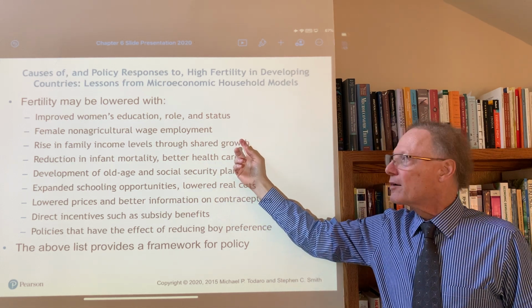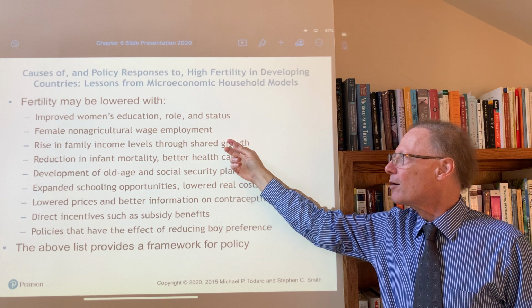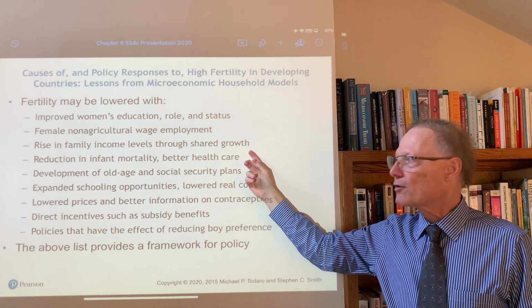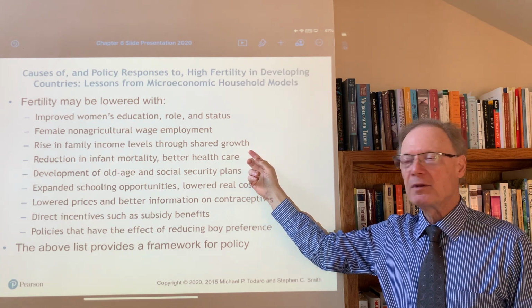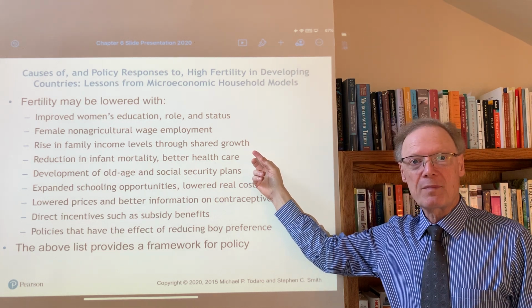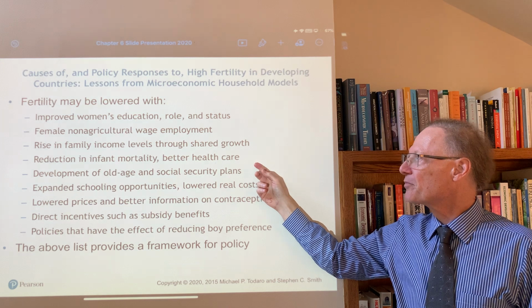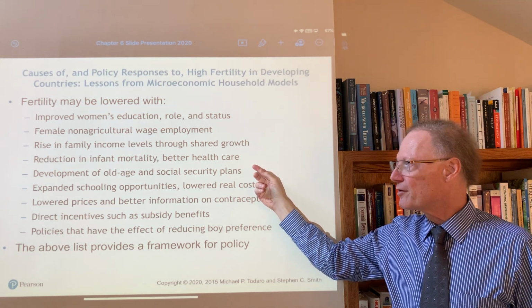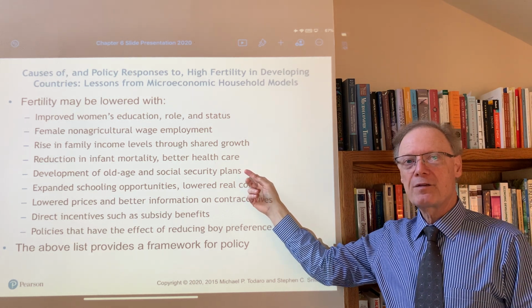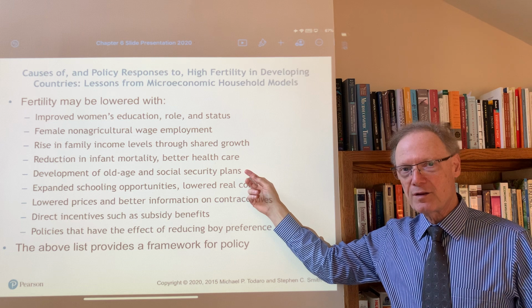So a key fact is that women's opportunity cost of time is possibly the most important determinant of fertility, just statistically speaking. A rise in family income levels through shared growth, among other things, we know that this can enable families to substitute child quality for child quantity. It can also make it possible to think about saving rather than depending upon your children to take care of you when you're old. Reduction in infant mortality, and I should really say child mortality under 5 and child mortality in general, and better health care. This reduces, among other things, the incentive to have more children on the fear that some will die.